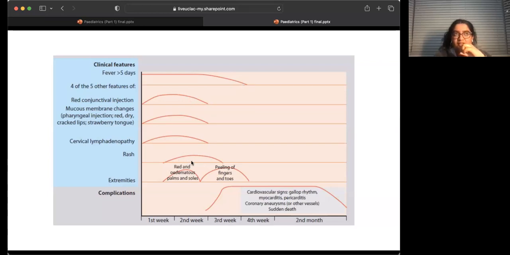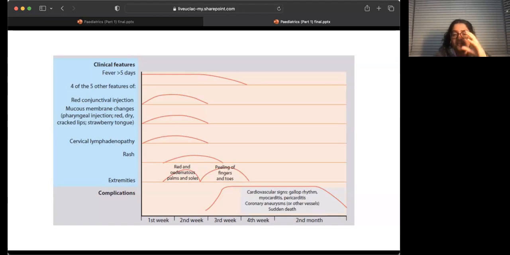And then the way that it presents, not all these symptoms have to be present in each person. As soon as a kid's fever lasts greater than 5 days, I think in a lot of hospitals and pediatric centers, they will activate the Kawasaki protocol, and they'll get an echo done on the kid because they don't want to miss this, because obviously it's very severe and fatal.